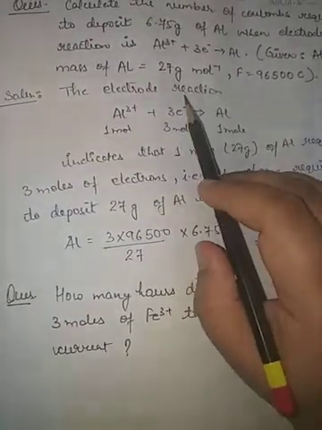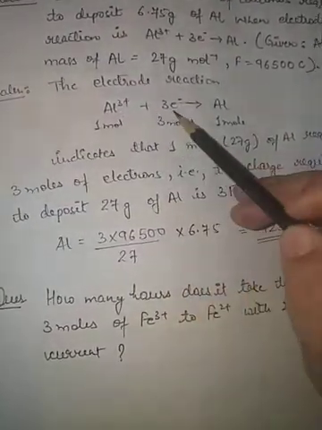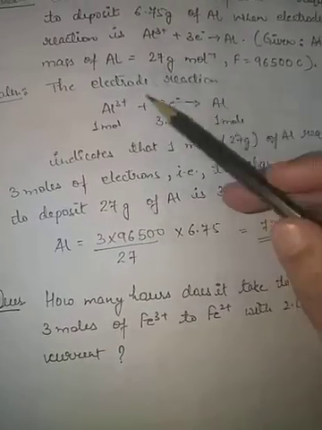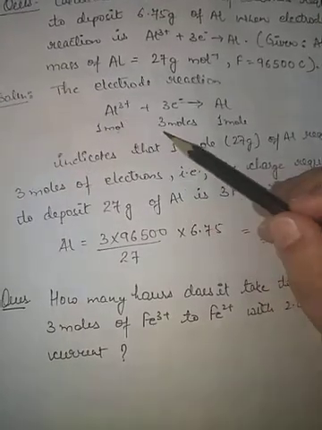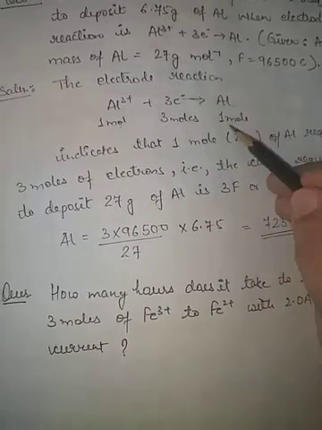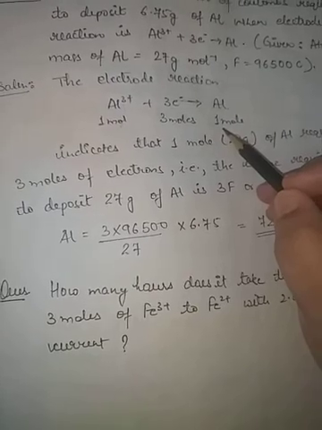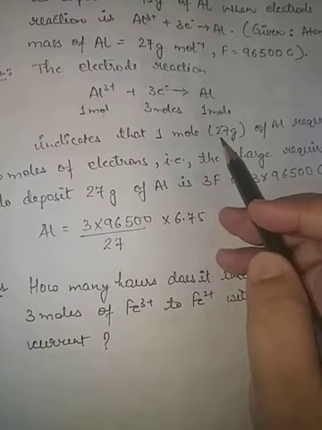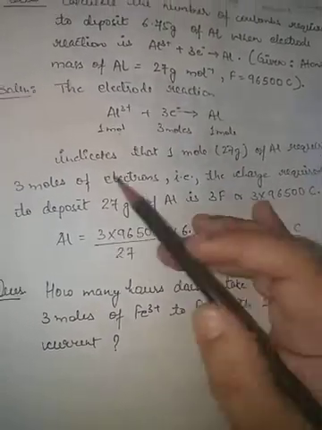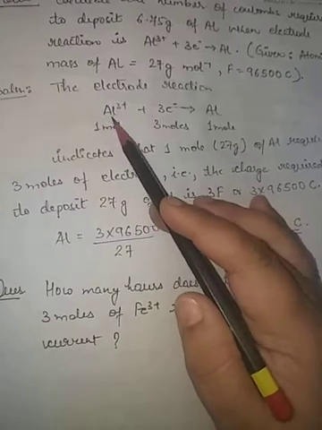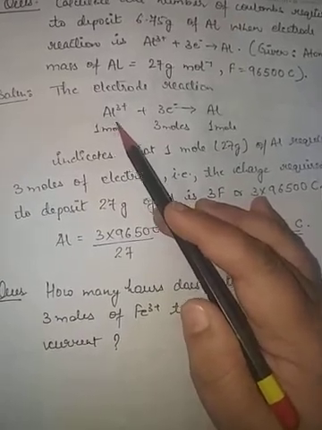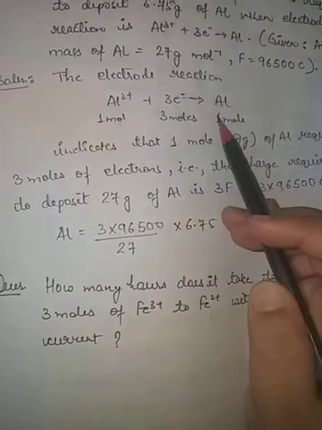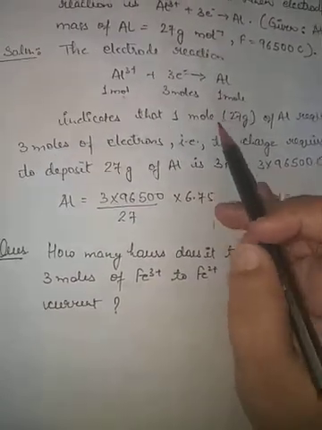See, the electrode reaction: Al3+ will gain 3 electrons and will give 1 mole of aluminium. 1 mole of aluminium ion plus 3 moles of electrons will give 1 mole of aluminium. It indicates that 1 mole, which means 27 gram of aluminium, requires 3 moles of electrons. This 1 mole or 27 gram requires 3 moles of electrons to give 1 mole of Al.